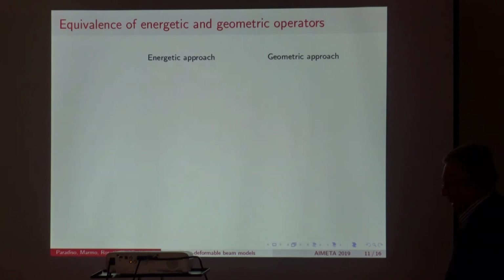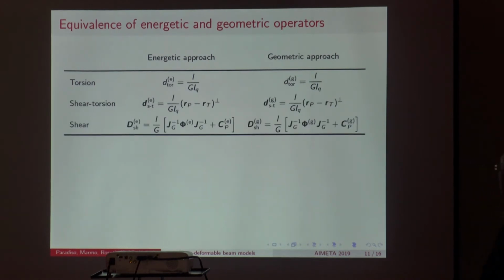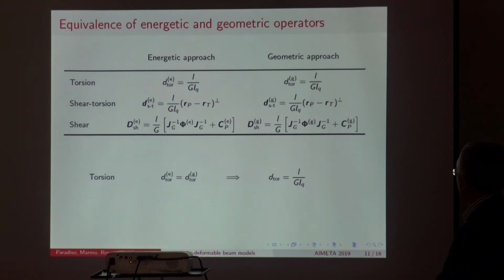So let us now compare the two formulations, the two expressions of the energetic and geometric approach. Formally, you write the same expression. The real difference is in the definition of this tensor. You have the same structure of the formula, but here you have a tensor, here you have another one, energetic, geometric. These two other tensors look different, but as a matter of fact are similar, and they are compared here.